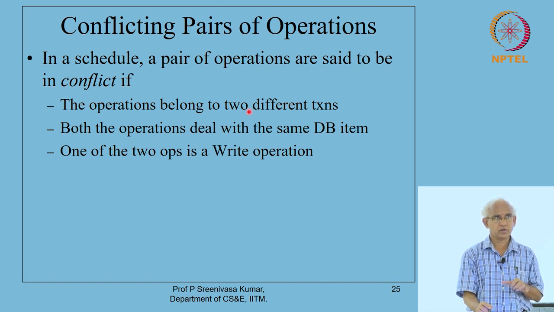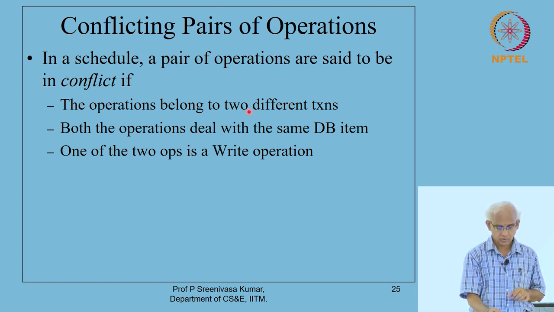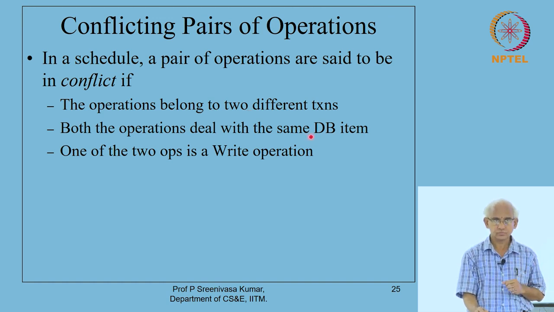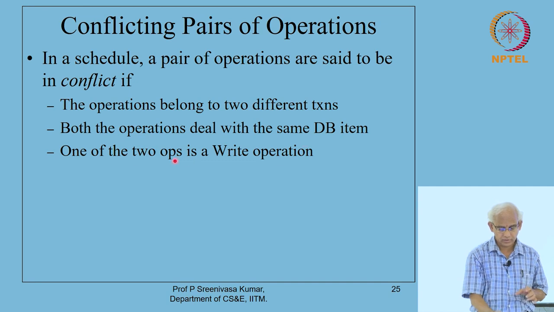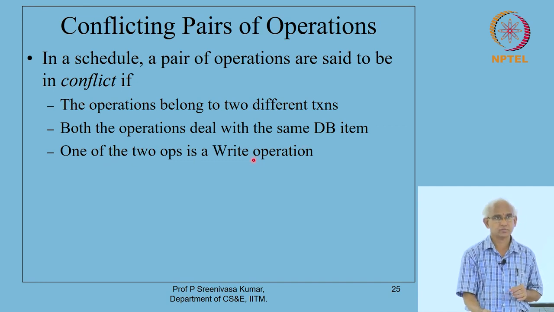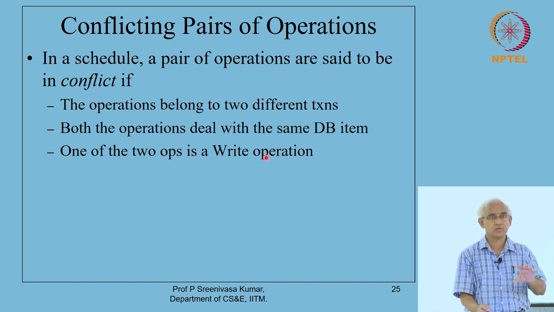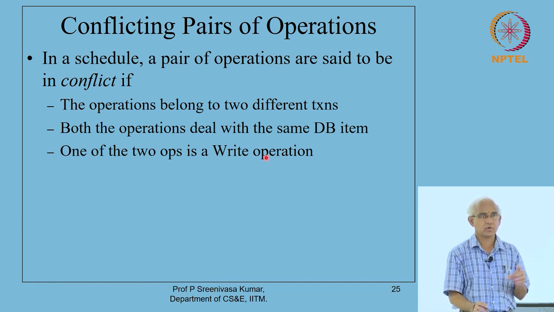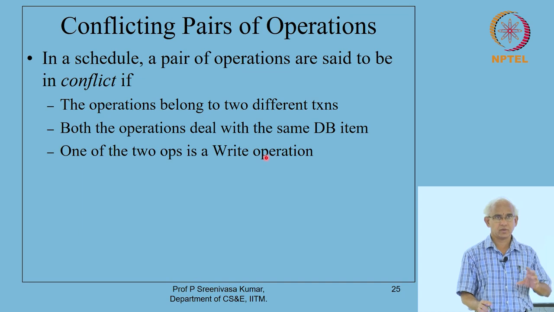Operations belong to two different transactions. Both the operations are dealing with the same database item, and one of them is a write operation. This is precisely the kind of pairs of operations that were causing a lot of these issues, like the lost update problem and the unrepeatable read problem.